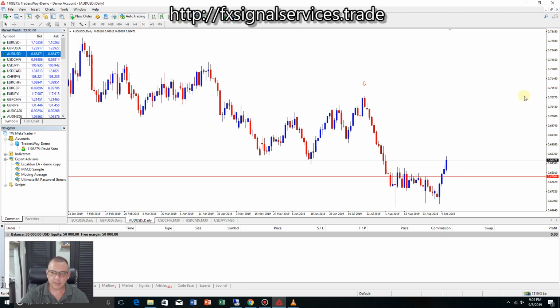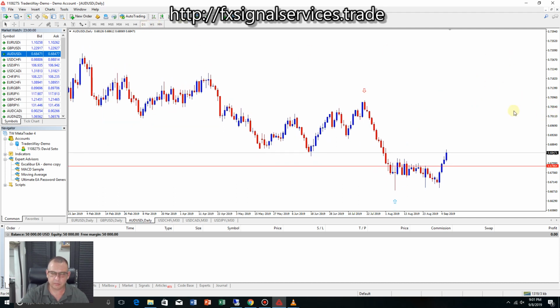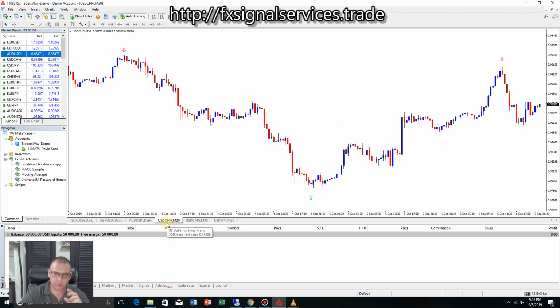Okay, that's kind of what we can expect. I can't say that for sure, but I definitely think it's going to come back down and shoot back up even further. So I personally would be looking for buy opportunities only. Alright, I would not be looking to sell this. Now moving on to US dollar Swiss franc.